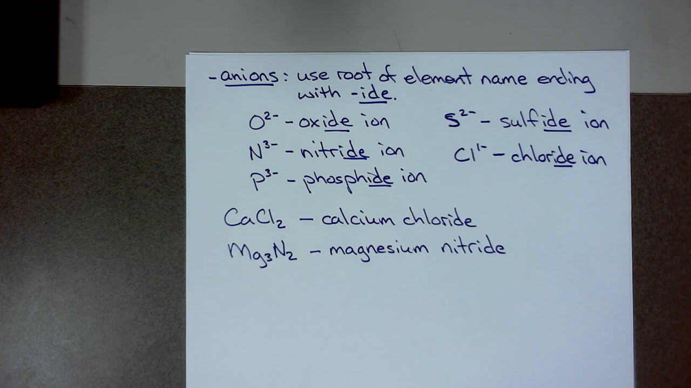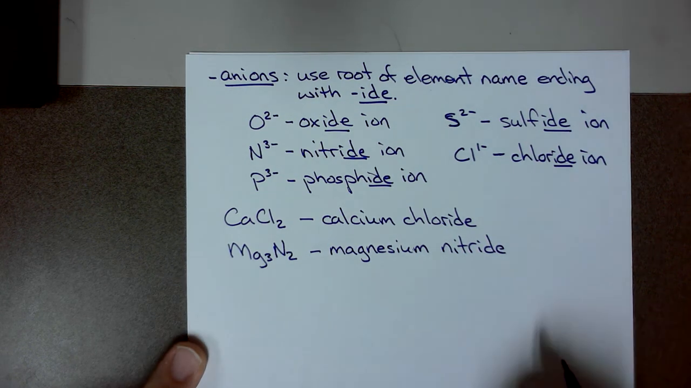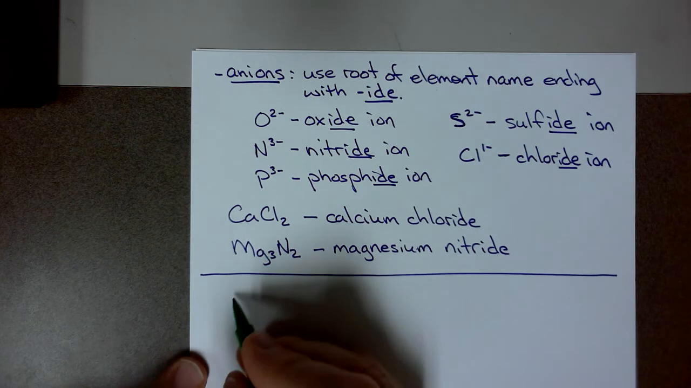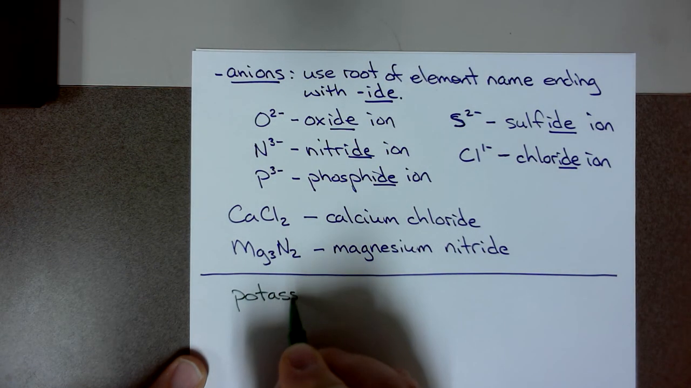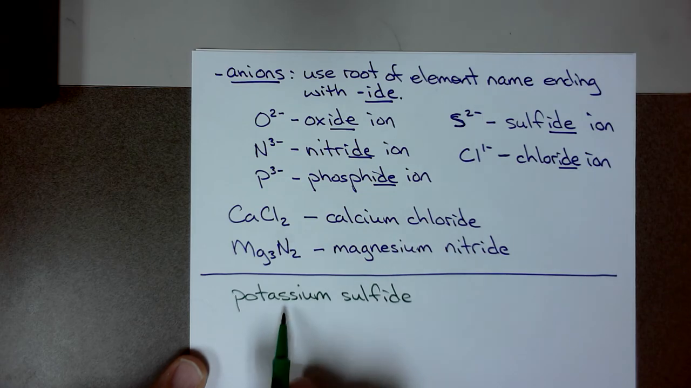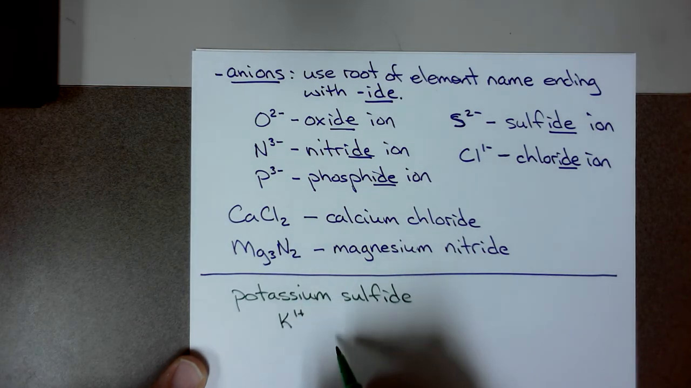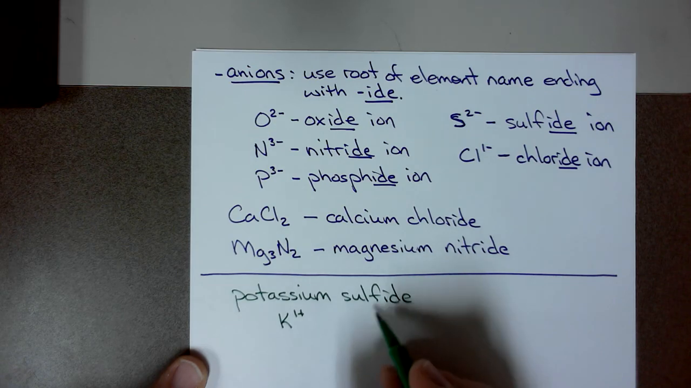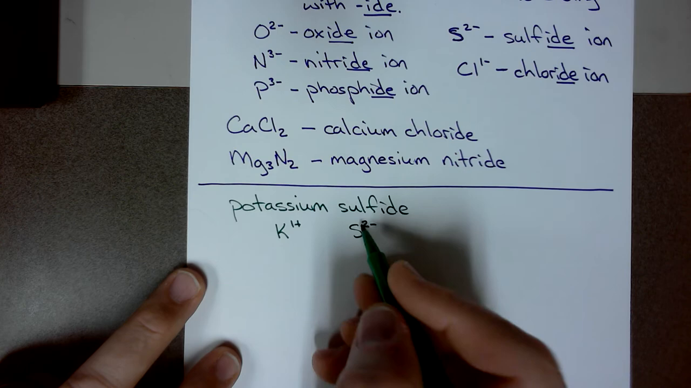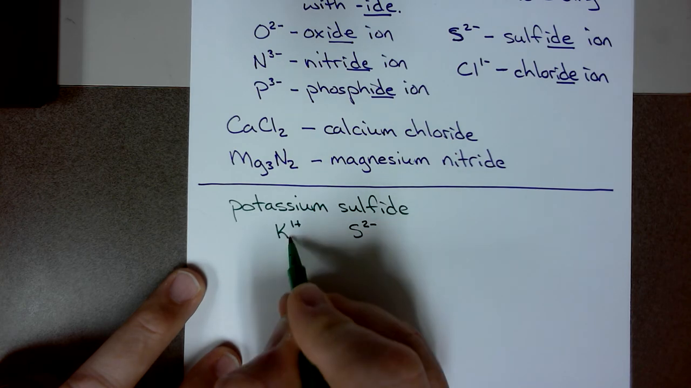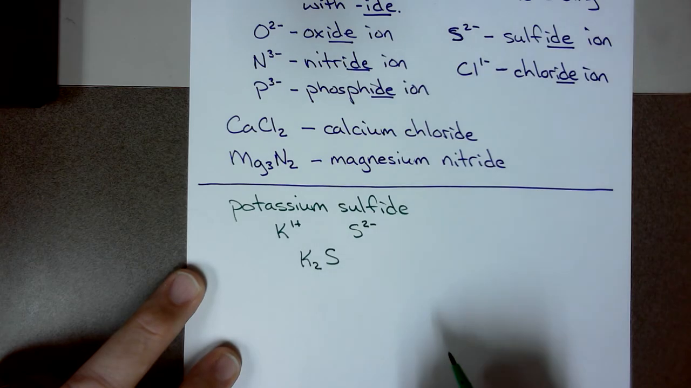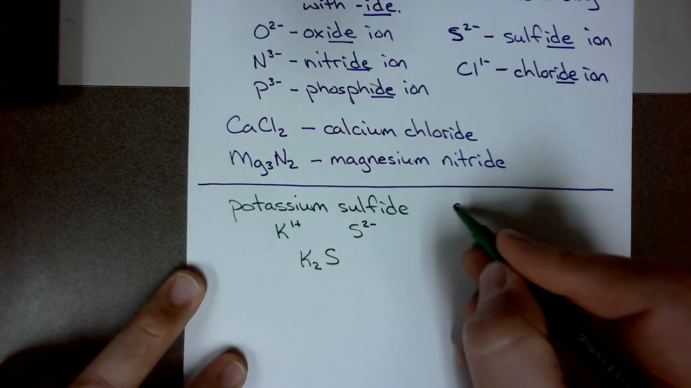Let's look at a couple examples from names. So let's say I have potassium sulfide. To write the formula from the name, I would just say, okay, potassium is K1+, sulfide, if it ends in ide, that means it's an anion, so that would be an S2-. Now I'm not going to show the crisscross, but I'm just going to do it and say, okay, this 2 means that I need 2 potassiums, and this 1 means I need 1 sulfur. So that'd be K2S, potassium sulfide.